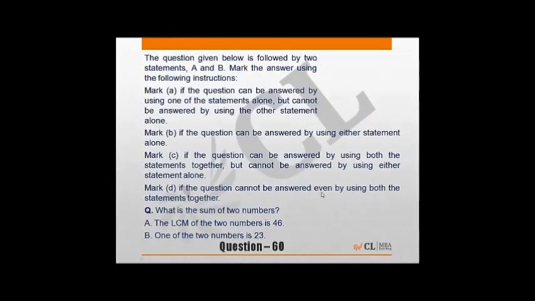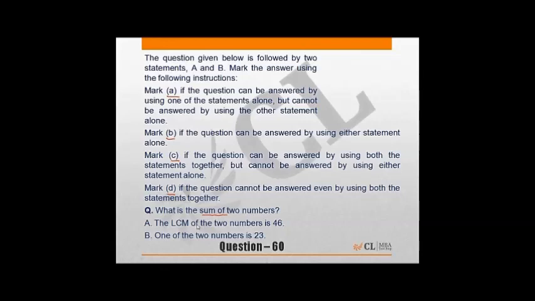Choice C. Question 60, question of data sufficiency. Mark A if it can be answered by only one of the two statements. Mark B if both the statements can answer the question individually. C if both statements are required, and D if the question cannot be answered with the given data. Question: what is the sum of two numbers? We need to find the sum.